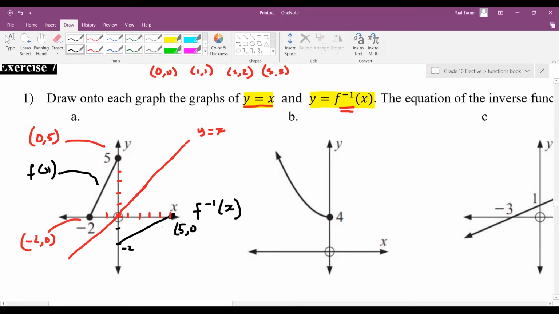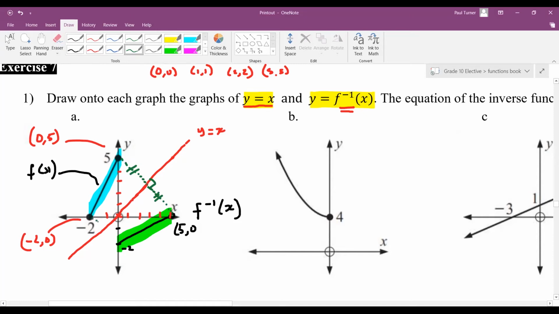If you're given the inverse, you just do the same to find the function. You just go backwards. So this is your function here. Your inverse function is here. And if you look at that, you can see it's like a reflection across the red line. And we can draw that down. So that will come down to here. This distance is equal. And this is a right angle. Okay, and the same for this one here.